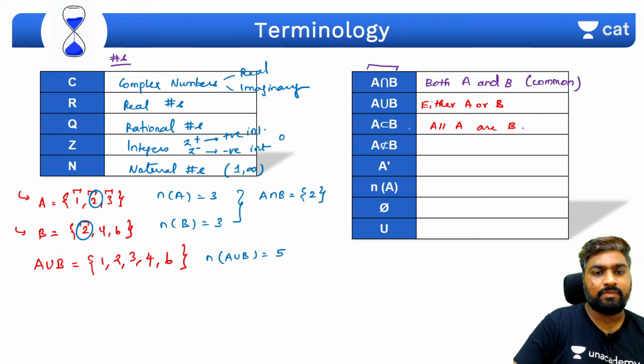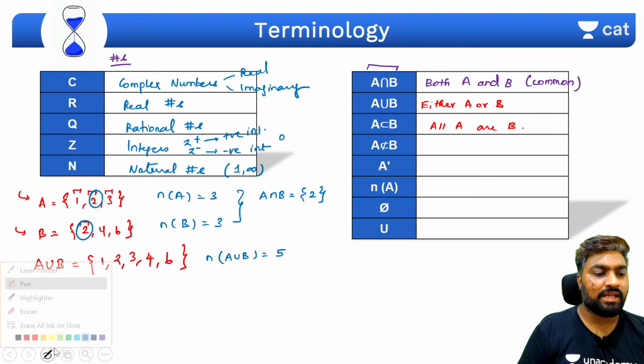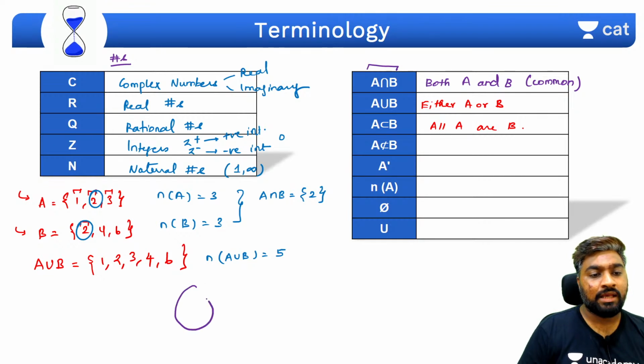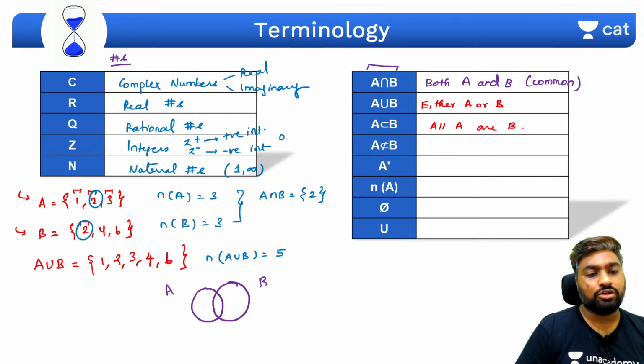So if A ⊂ B means all A are B, what does A ⊄ B mean? A is not a subset of B. What does it mean? If A is not a subset of B, that basically means there are some terms in A that may not belong to B.